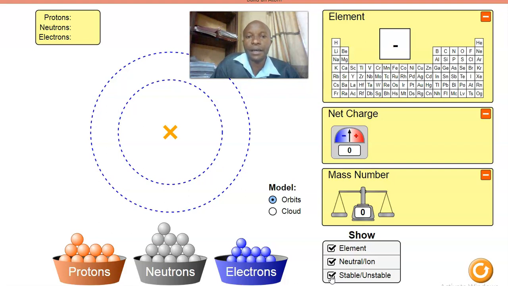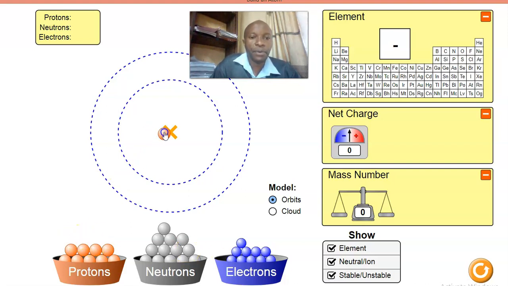Probably later, as the students get to interact with this sim, they'll be able to actually put off some of these things and maybe predict what those elements are, or whether it's an element, whether it's an ion, or whether it's neutral or not, whether it's stable or unstable. Let's build the first one.